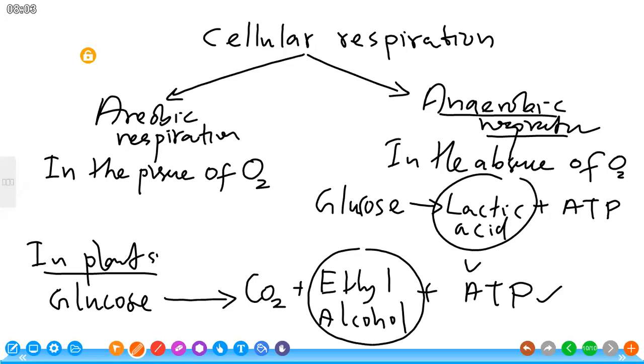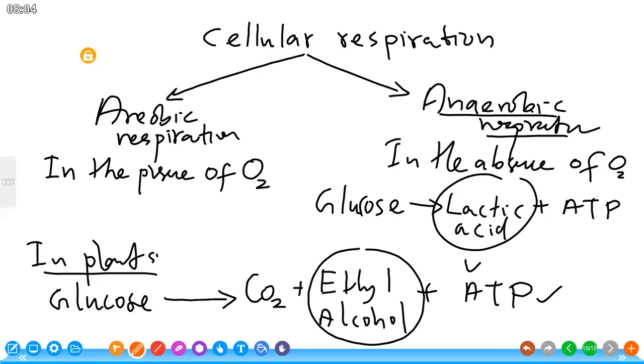Aerobic and anaerobic. Then you are asked to write the differences of them. On one side, write aerobic respiration. On the other side, write anaerobic respiration.